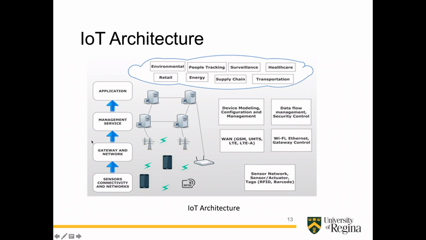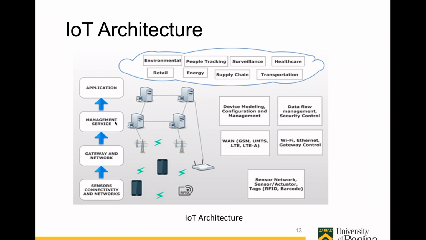On the left hand, there is the data of the system, as we can observe that data is directed from the lower layer to the upper layer in the architecture. Each layer provides a set of services that helps the flow of data in the IoT system. For example, gateway network management service and sensor connectivity and networks.